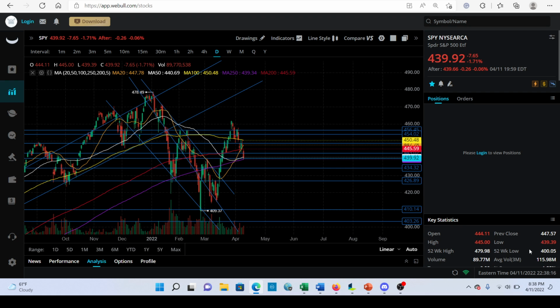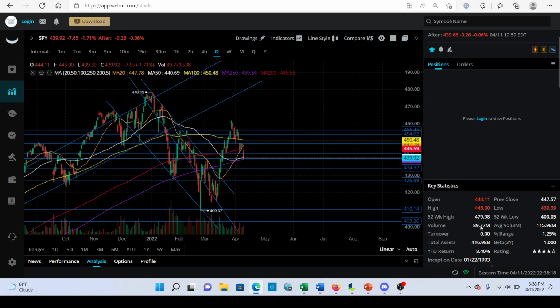So looking at SPY, we're just going to look at the volume, 89.77. It's definitely been picking up. If we just look at the last few days, we see that the volume profile has been picking up compared to where we were when we were rallying right here. We were rallying on pretty low volume, as you can see right here. And then once the selling stepped in, much higher volume.